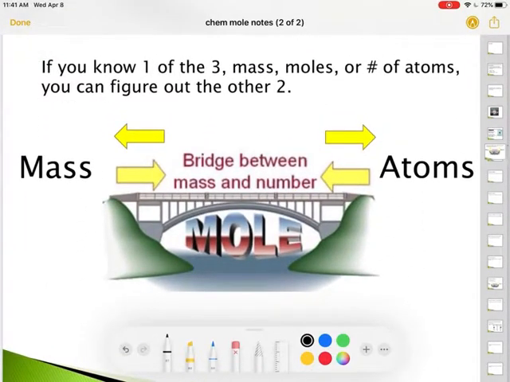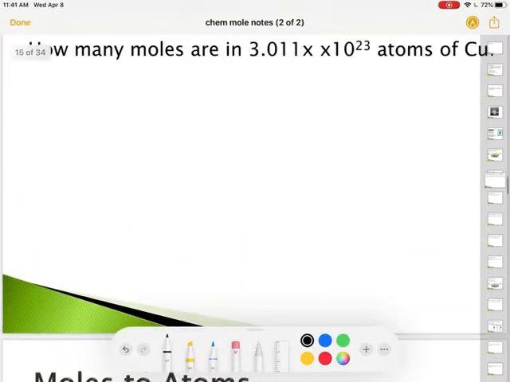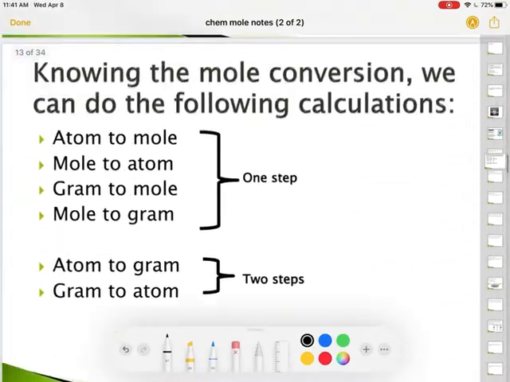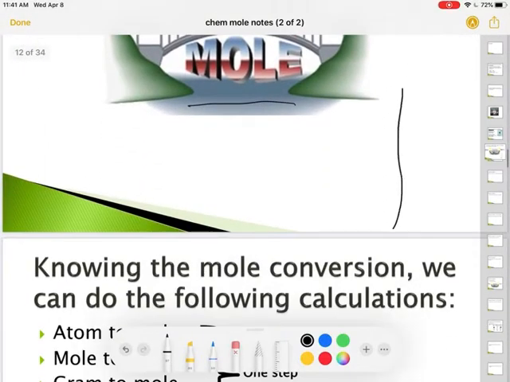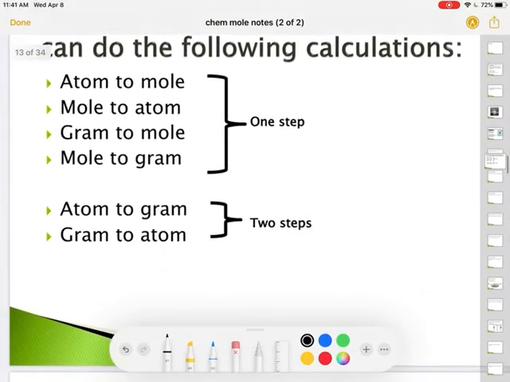Okay, so if you know one of these 3 units, mass, moles, or atoms, you can figure out the other. Okay, now I just advanced too much. So if you know one of those 3, you can figure out the others. Okay, so we're going to do some dimensional analysis together, so you can do calculations.